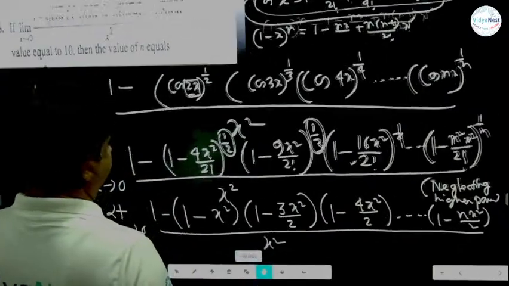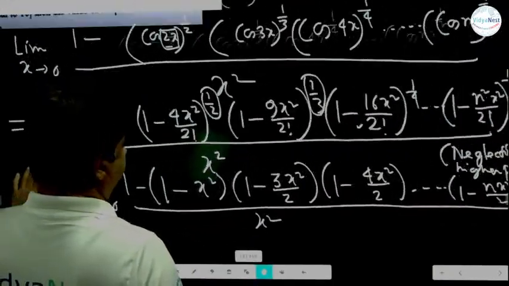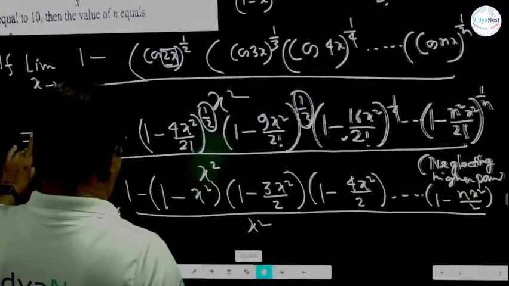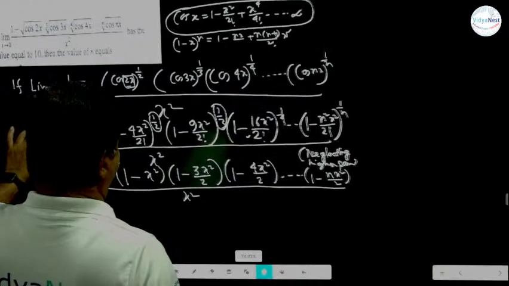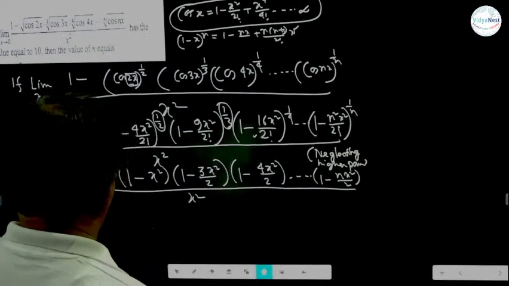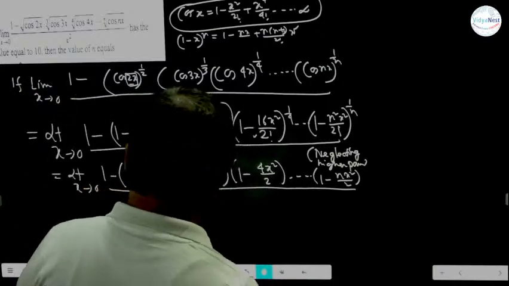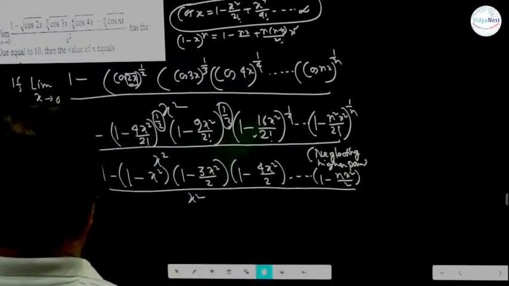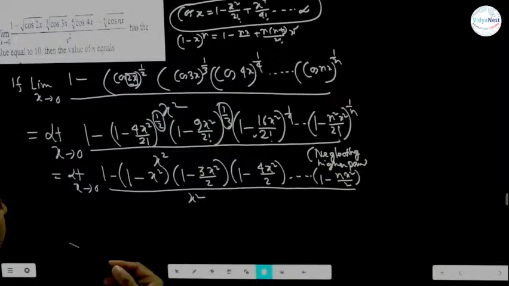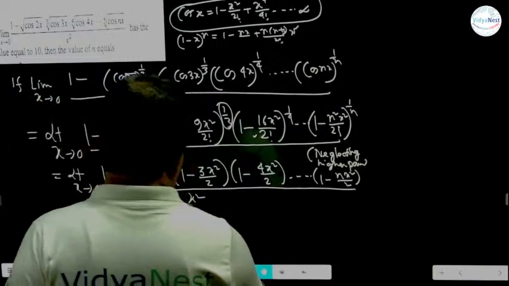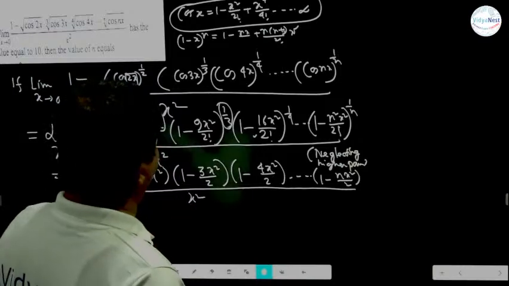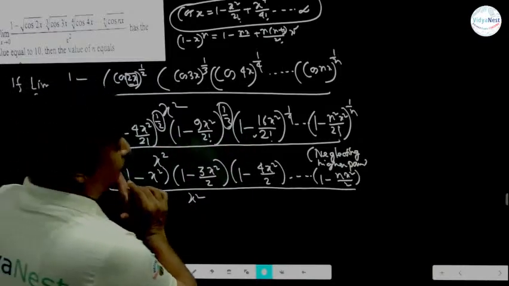Now, is it visible? I hope it is visible for you. Good. Now what to do? Now am I able to put x square? No. If I put x square, then also I will get 0 by 0 form.